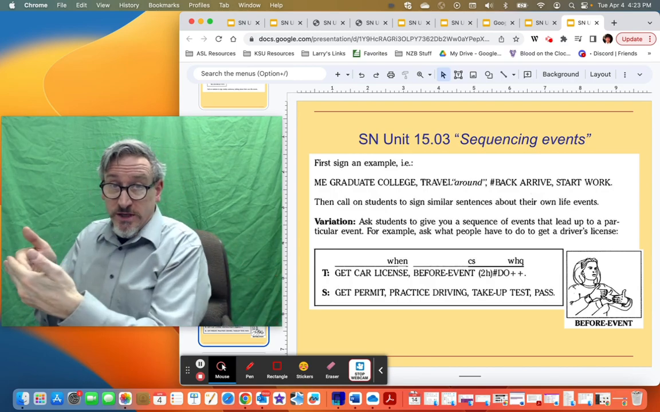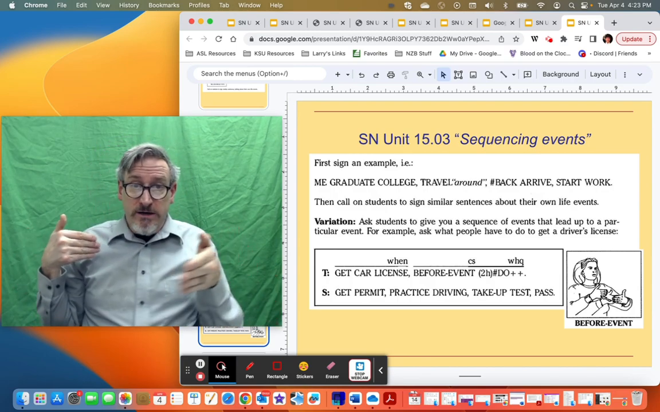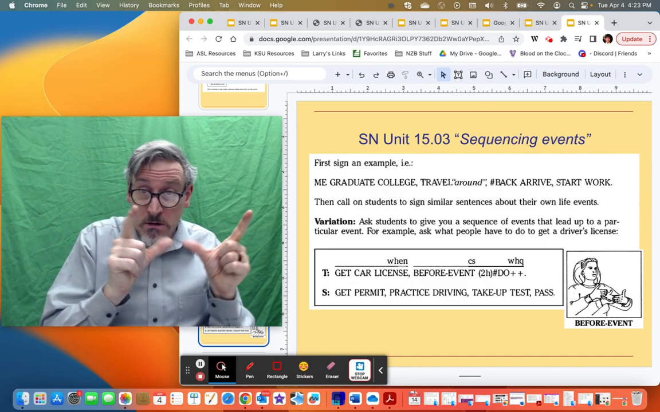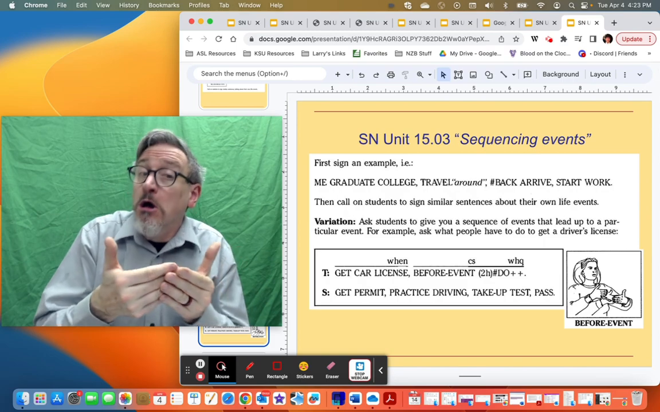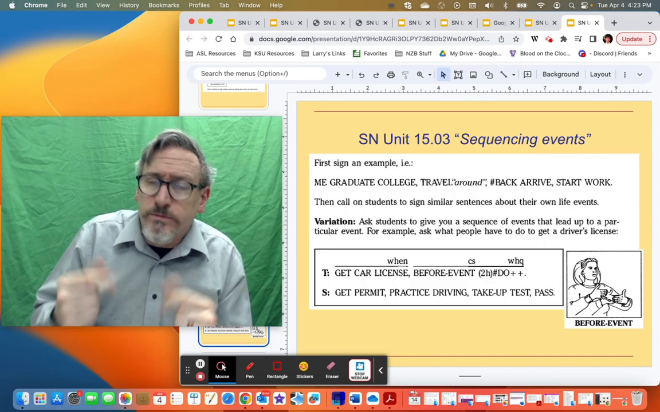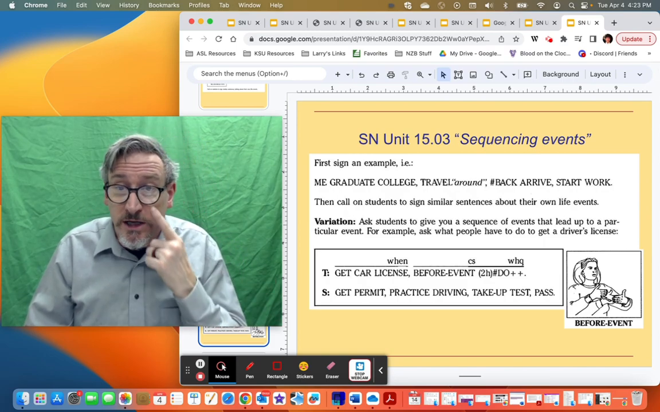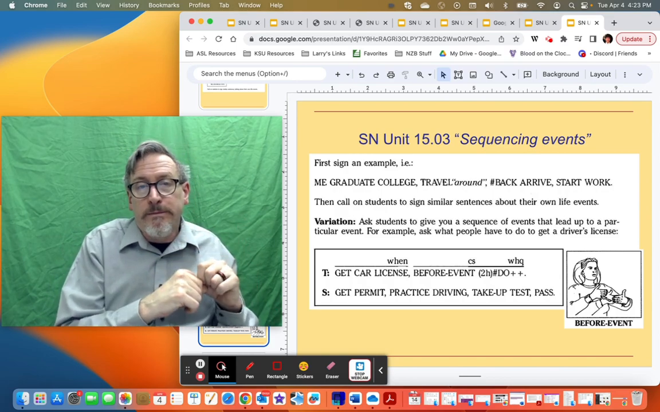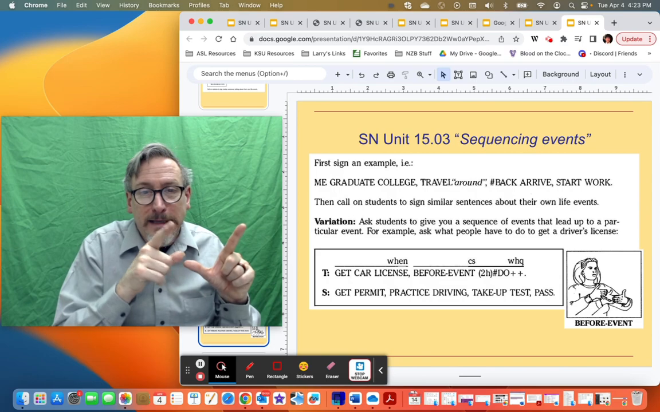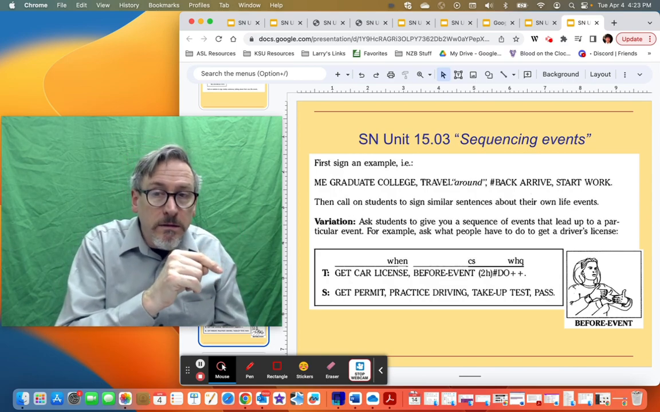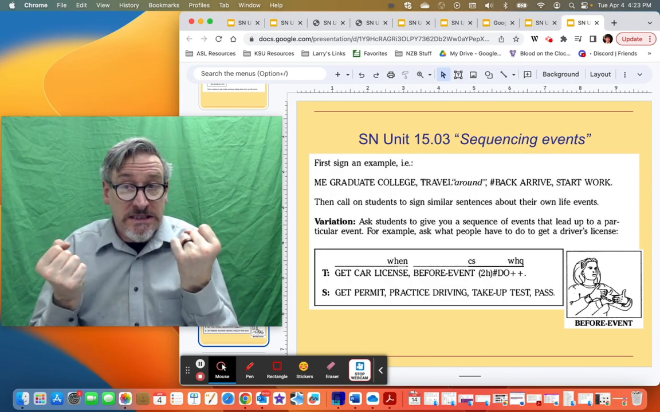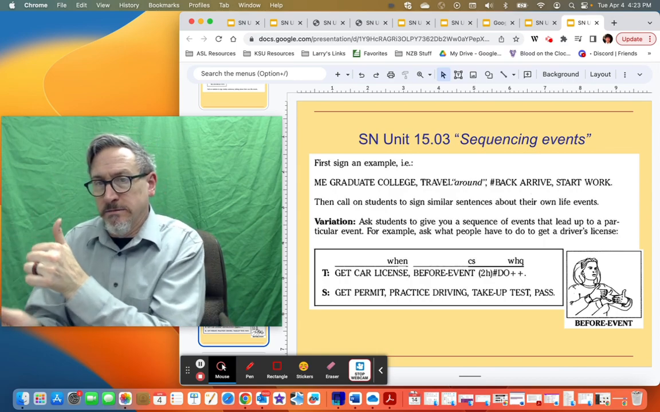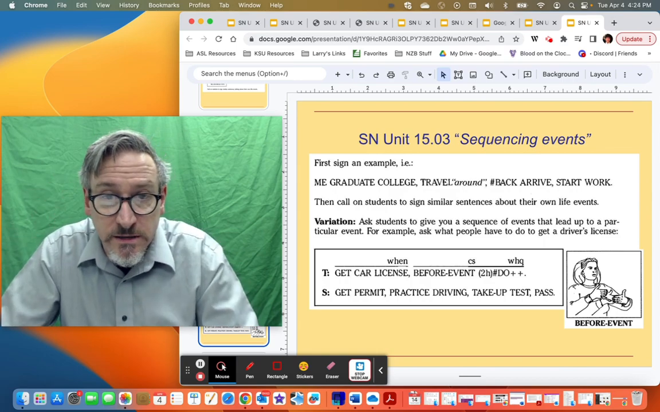Before, right? So the timeline, it's pulling it back, right? Because the future is in front. So what did you do before you got your car license? Temporary license, permit, take the test, pass. So there are two different ways you can introduce information.